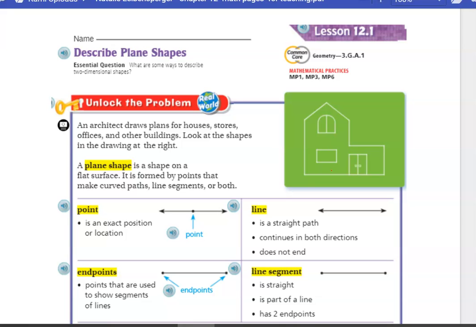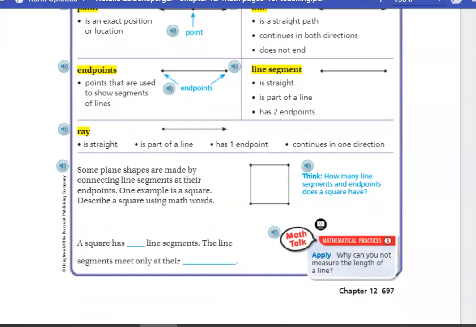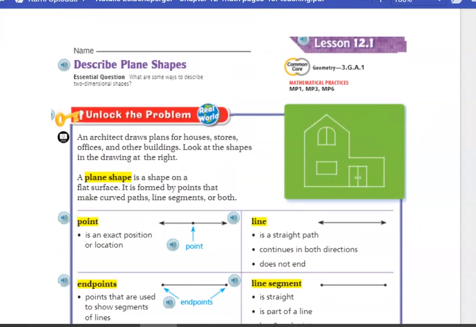Hi boys and girls. Today we're going to be moving on to chapter 12, 2D shapes, which also stands for two-dimensional shapes. And we're working on page 697. I'll write that here on the top for us. And we're on lesson 12.2, describe plane shapes.